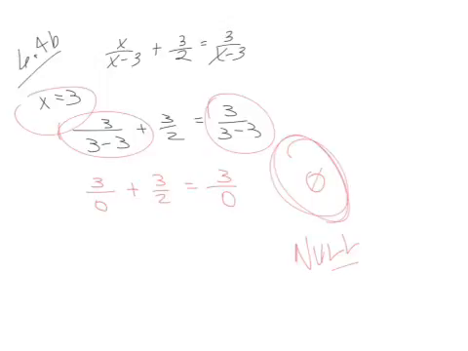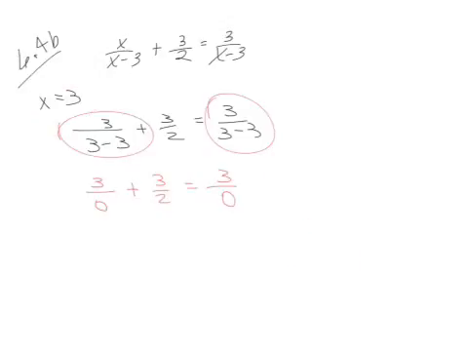And in this last one, we're going to run into one that's very similar to that, just to remind you that you need to do that checking. Alright, so example 6. a plus 4, over a squared plus 5a, equals negative 2 over a squared minus 25.